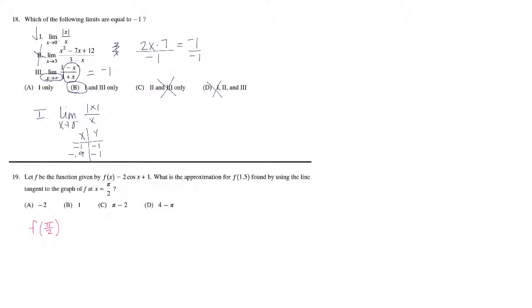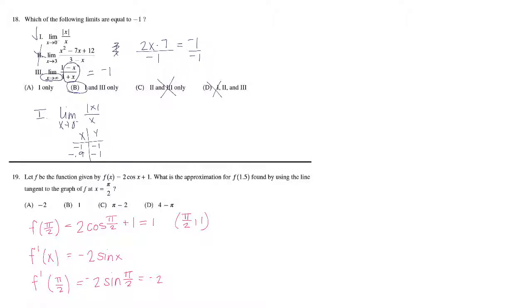First thing we have to do is find our y value. So that's going to be 2 cosine pi over 2 plus 1, and cosine of pi over 2 is 0. So that generates 1. So I know I have the ordered pair pi over 2, comma 1. And now I need f prime at pi over 2. So first let's look at f prime at x. That's going to be -2 sine x. And then f prime at pi over 2, well, that's -2 sine of pi over 2. Sine of pi over 2 is 1, so that's going to give me -2.